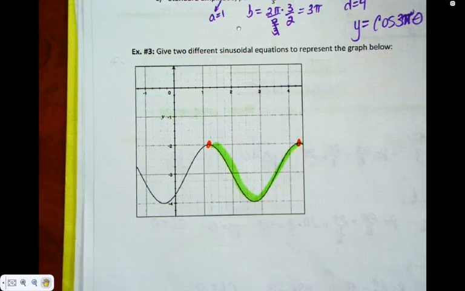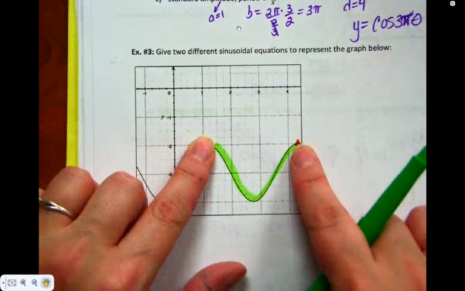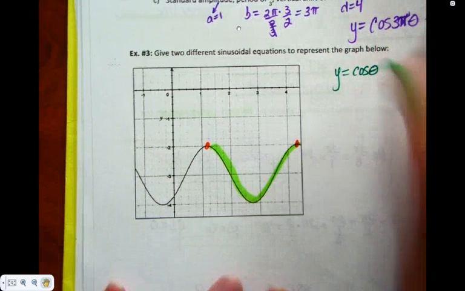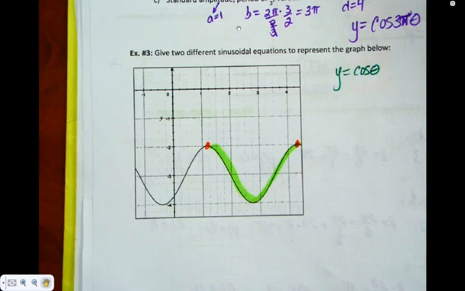What base graph is that? So step 1 is mark your points and decide what's the base graph. Which base graph starts at the top and ends at the top? So I like to just jot down what base graph it is so that later I remember I'm doing a cos graph, not a sine graph.